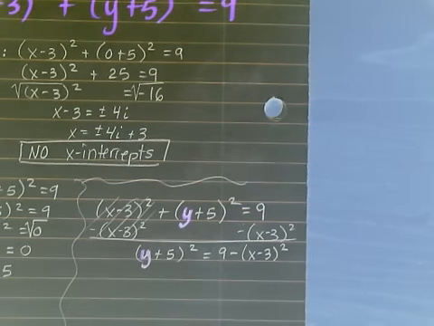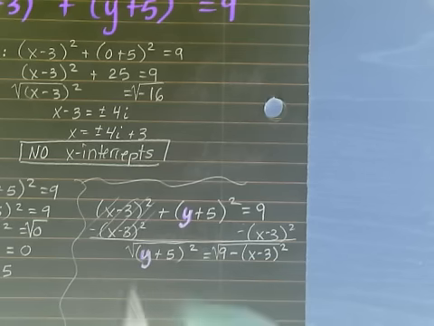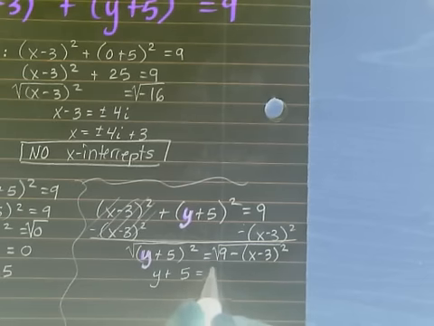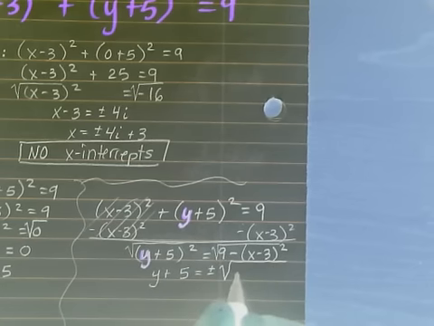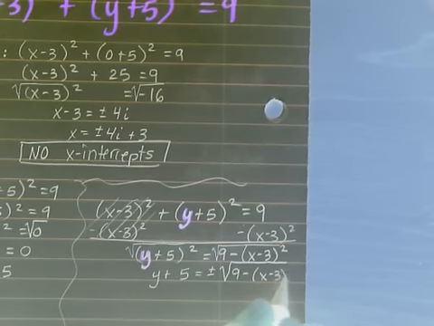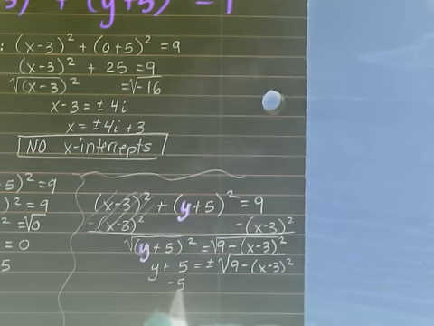So the next step that I'm going to do is take the square root of both sides to get rid of that power of 2. That's going to leave me with y plus 5 on this side. Because I did the square root, I have to include both solutions, the positive and negative value of 9 minus, in parentheses, x minus 3 squared. And the last step, I'm going to subtract 5 from both sides.